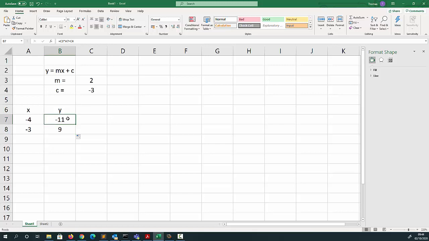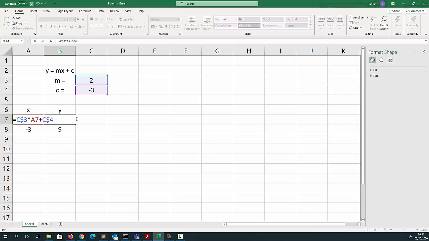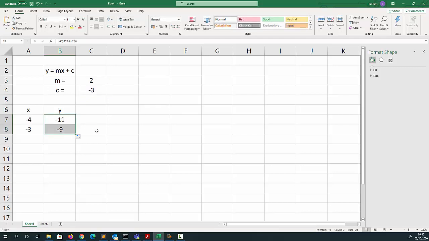If we go to B7 and press F2, we can see the equation, and that's C3 and C4. And what's happened is, as we've copied it down, the values of 3 and 4 have incremented. So if we put $1 in front of the 3 and $1 in front of the 4, that says I want those to remain constant. So now if I copy that down, I get the value of minus 9, which is what I was expecting.